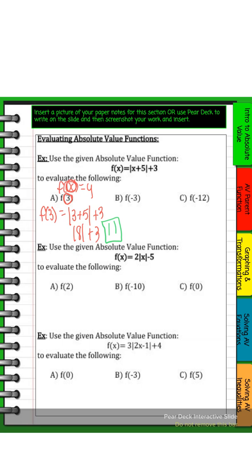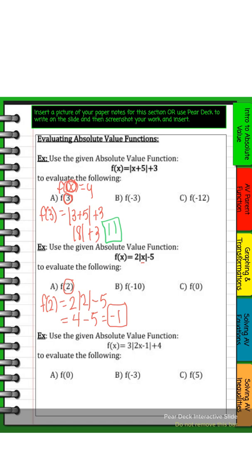Use the given absolute value function, f of x equals 2 times the absolute value of x minus 5 to evaluate the following. So we're going to plug 2 in for x. So we're going to have f of 2 is equal to 2 absolute value, plug in your 2, and then minus 5. Well, the absolute value of 2 is 2. 2 times 2 is 4. And 4 minus 5 is equal to negative 1. So your answer here is negative 1. You go ahead and complete those other two.